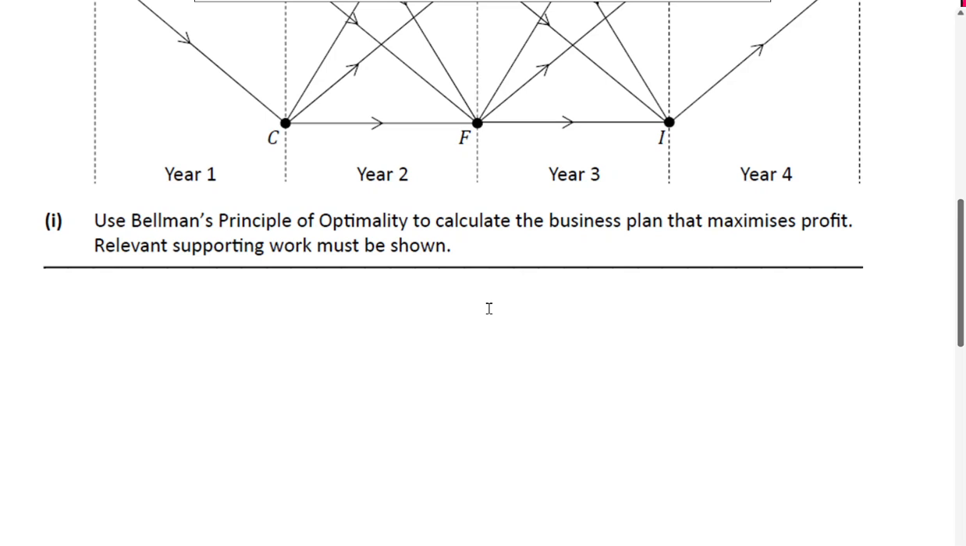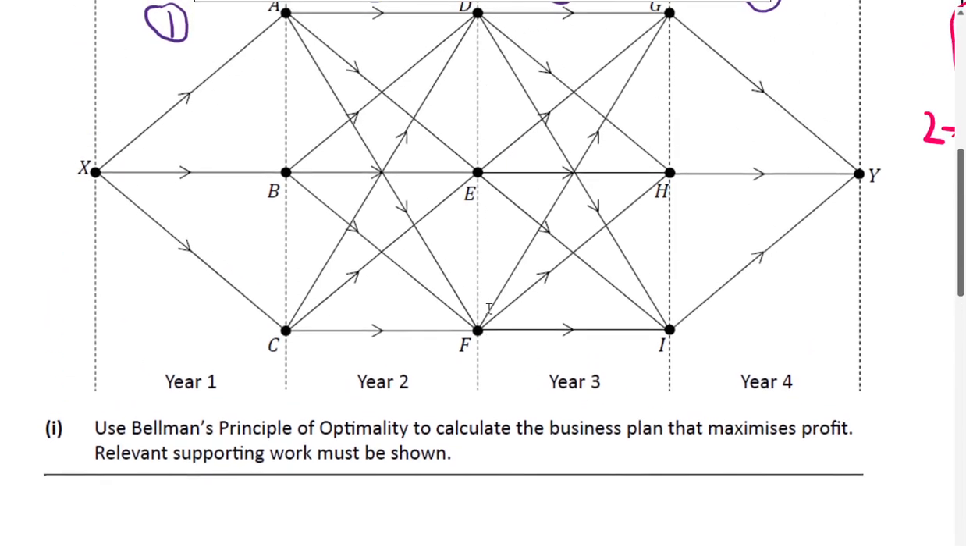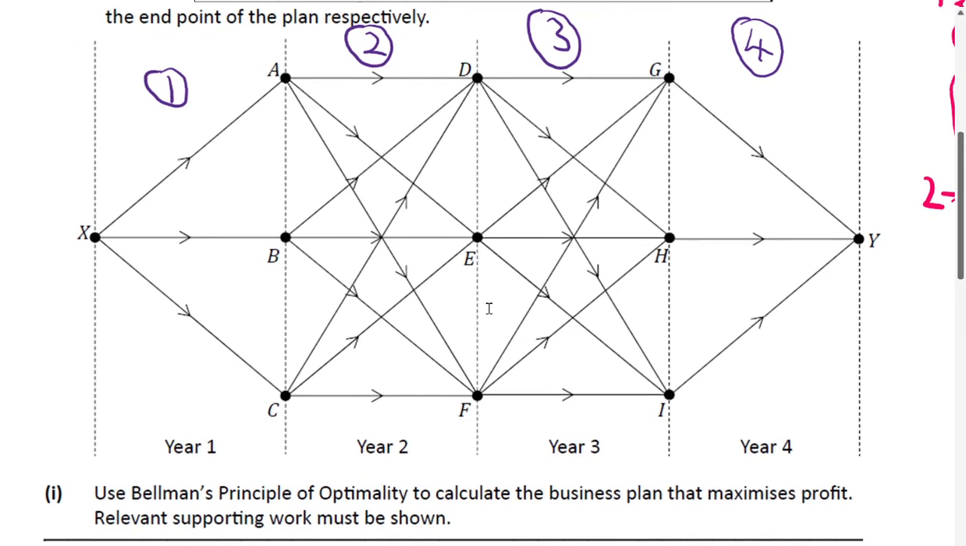So the principle of optimality is that the shortest route or the best route from X to Y always contains the best route between any of the other areas. So the best route from X to Y has to contain the best route from A to Y, or B to Y or C to Y, whatever it is between stages. So we will see.